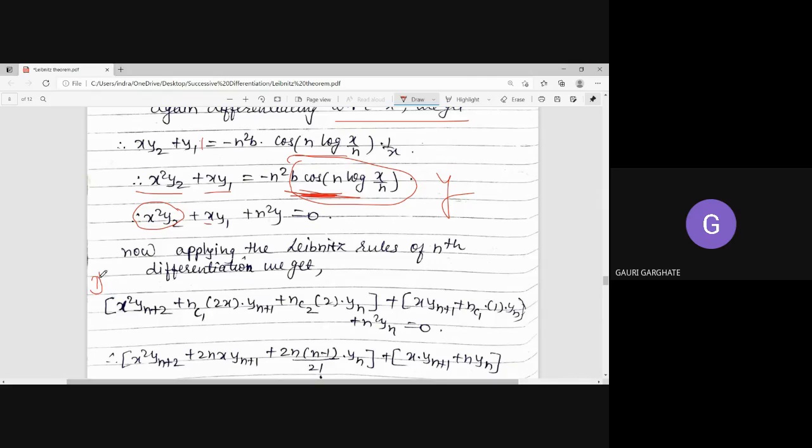d^n of y2 into x square, plus nC1 d^(n-1) of y2 into d of x square, plus nC2 d^(n-2) of y2 into d square of x square. Here I have written down the simplification of that. Okay?